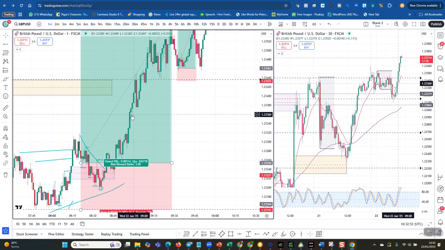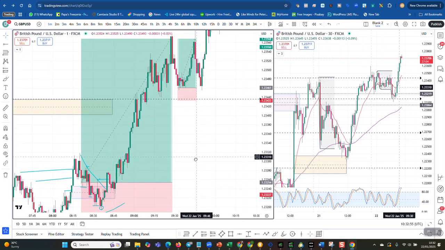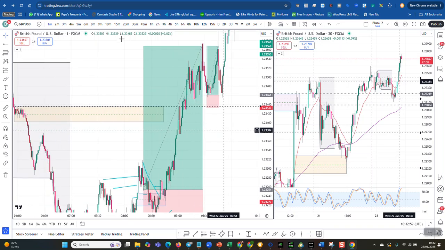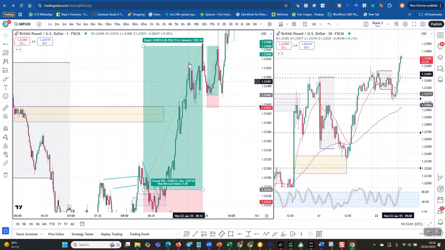Then I asked the question about why do you think this did not? Because it came here, touched this area, not quite get to my stop, my take profit, then wasted a lot of time here. There was a lot of time here, testing my patience. The reason is above here. This is Asian session high. There are people who have buy orders here, people who have stop losses here.